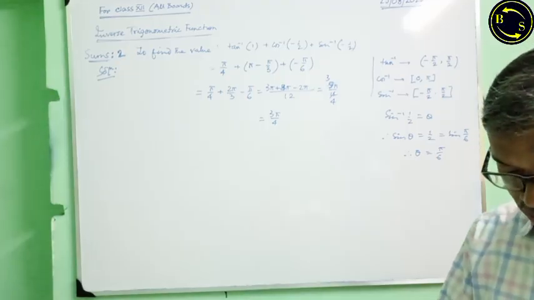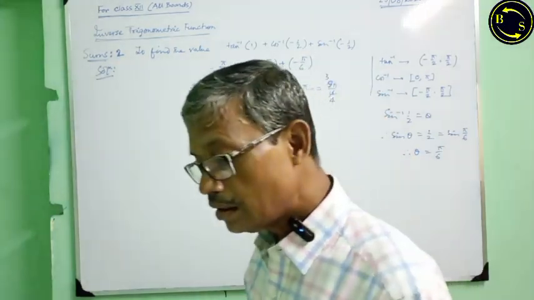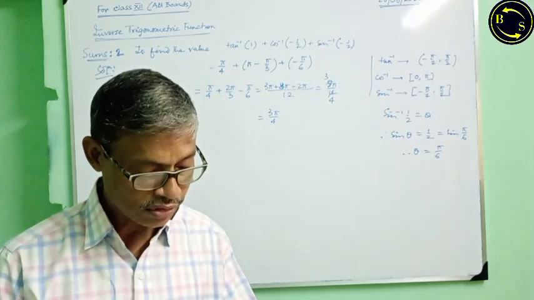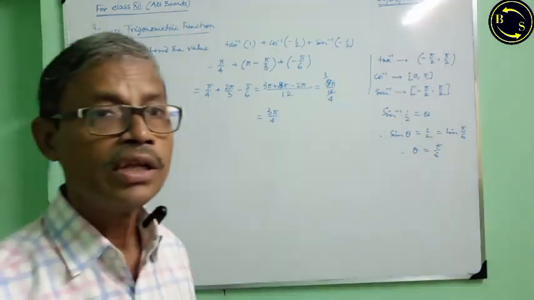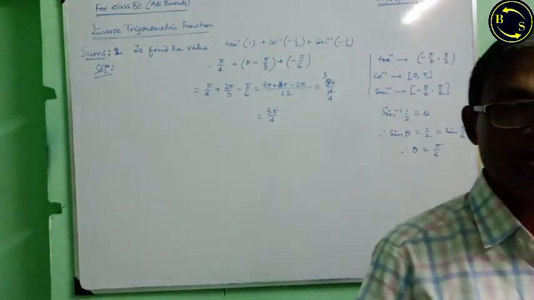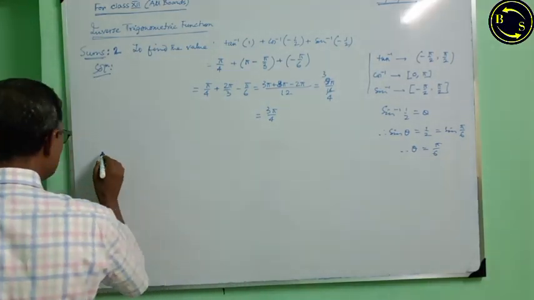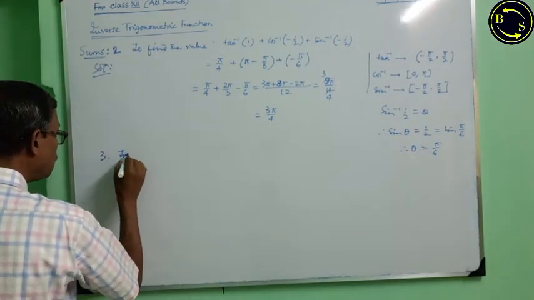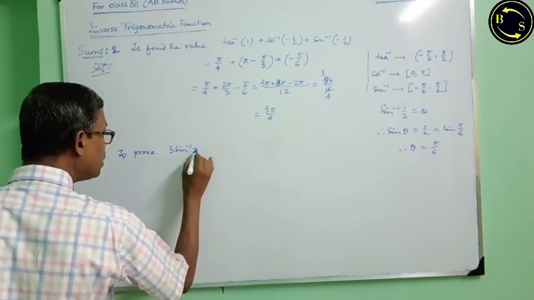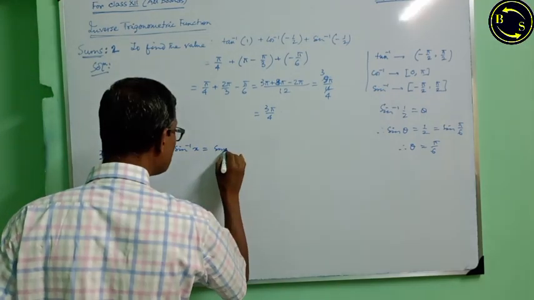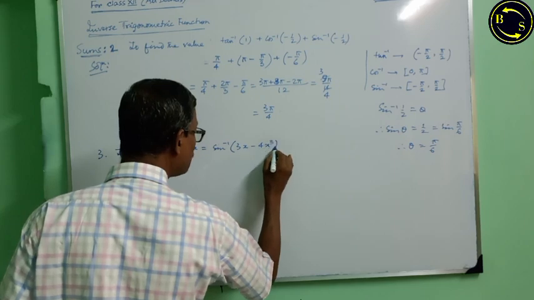Then next matter, I take 3 sin inverse x, 3 cos inverse x, 3 tan inverse forms. I have not discussed yet. You can consider these as problems to be solved or sum. Then sum 3: 3 sin inverse x is equal to sin inverse of 3x minus 4x cubed.